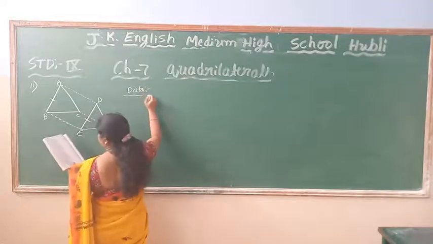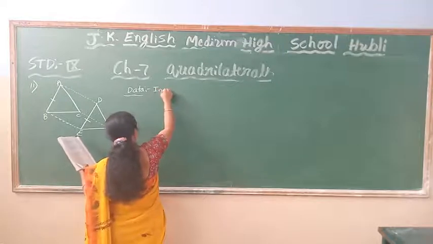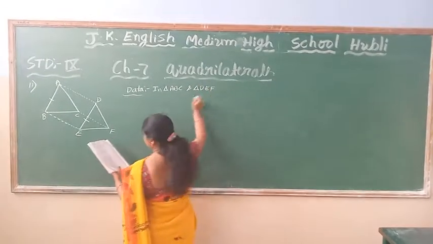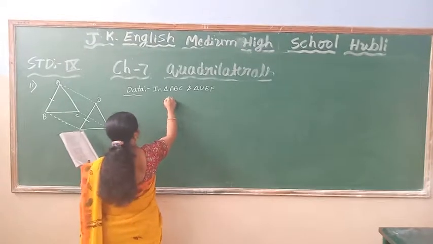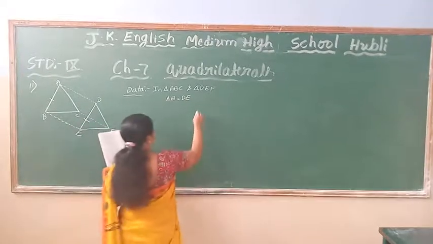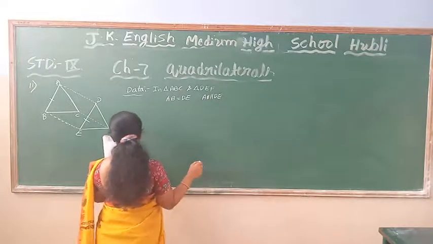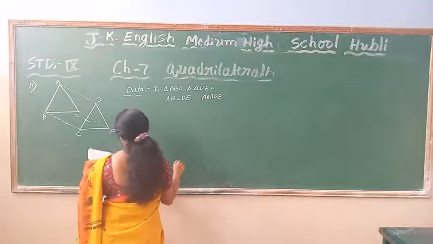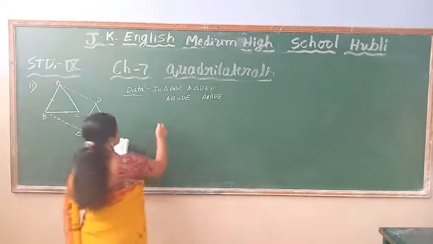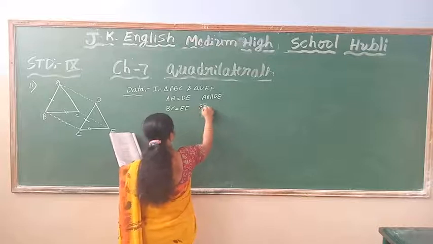I am going to write it. In triangle ABC and triangle DEF, they give AB is equal to DE, and also they mention AB is parallel to DE. Then BC is also equal to EF.